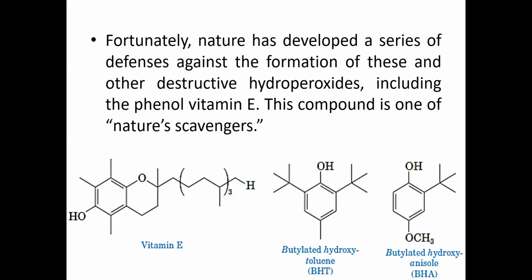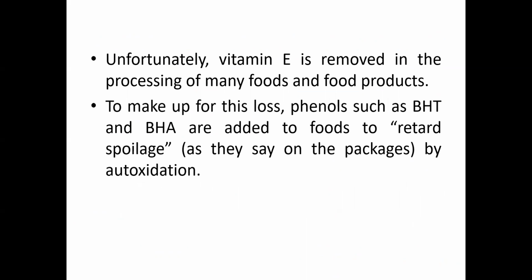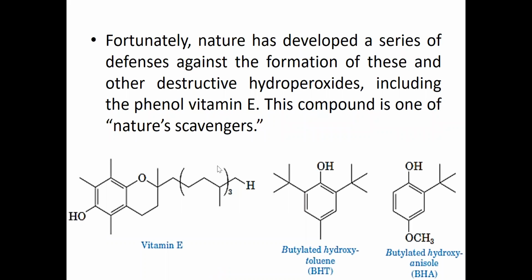Unfortunately, vitamin E is removed in the processing of many foods and food products. So to make up for this loss, phenols such as BHT and BHA are added. What's common with these is they have a ring with an OH. It's like a phenol, like an alcohol with an OH. These are not alcohols, but phenols, and the properties of alcohols and phenols are quite similar. For the next chapter, we'll be talking about alcohols.